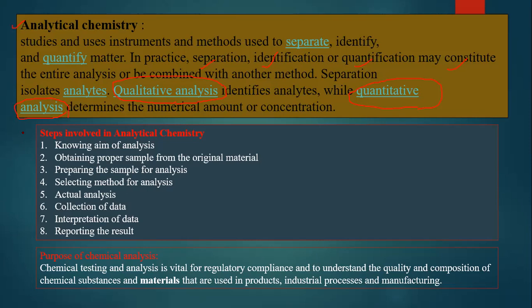This is just a bit. Some steps are very important in analytical chemistry. You cannot take a sample and directly do the analysis to get the final results. You need to follow certain rules, certain stages, and only then will you get a good result in your hand. See, what is the aim of your analysis? That is the first and foremost condition. After that, how to obtain a proper sample from the original material. That is the second step.